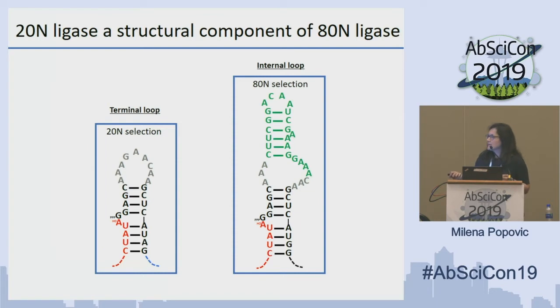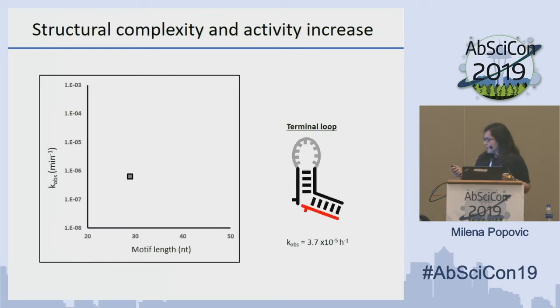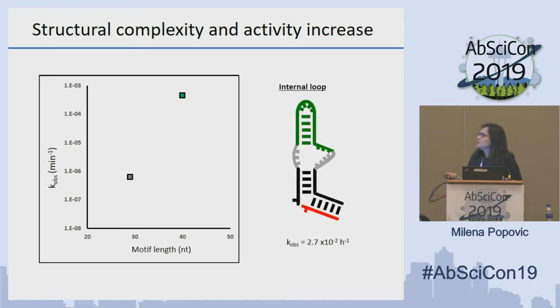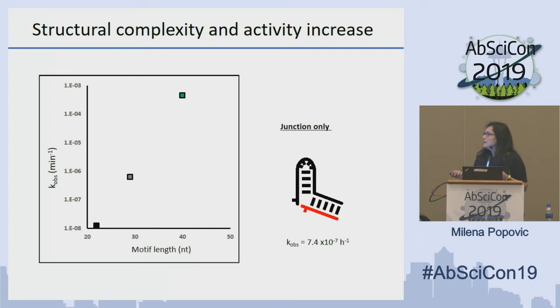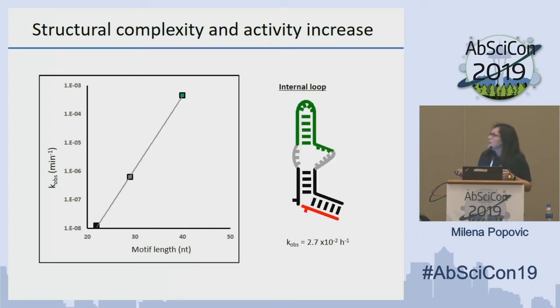So we wanted to test this, and we tested their activity. The 20N ligase is not very fast, but the addition of the stem loop gives about a 1,000-fold improvement in activity. Conversely, the removal of the loop removes about 50-fold activity. And there's a log linear trend in activity versus motif length.